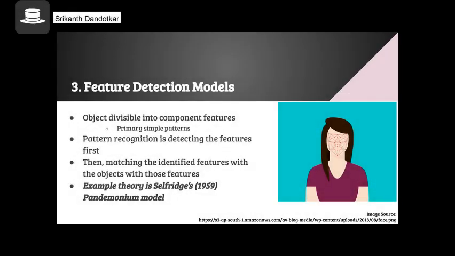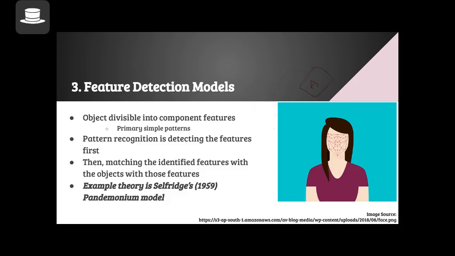So, feature detection model. There are several theories within this model, but the basic idea of these theories is that, as opposed to the template model where you're comparing the entire object with the stored model of that object, let's say the stencil, right? Here, you don't do that. You only compare or identify individual features. Okay, what does it mean?